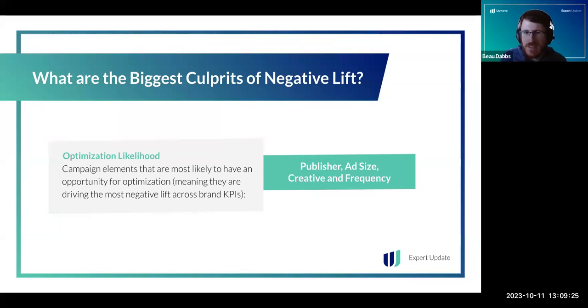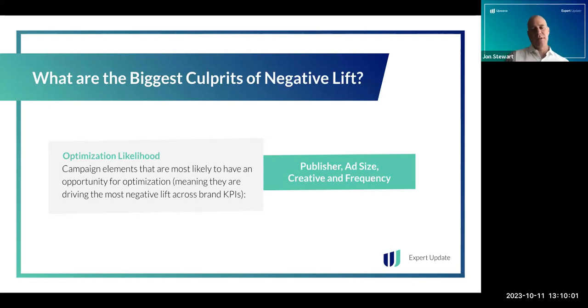And the first thing we found here is that there were lots of potential culprits, and they weren't always the ones you would expect. The elements most likely to have an opportunity for increasing the impact of the campaign were publisher, ad size, creative, and frequency. And each of these elements had optimization opportunities for more than 30% of campaigns. But I really think the main takeaway from this data point, while there are some trends in what is likely to be causing decreased performance, is that it's not always going to be the same element for every campaign.